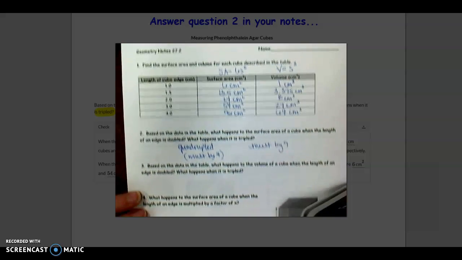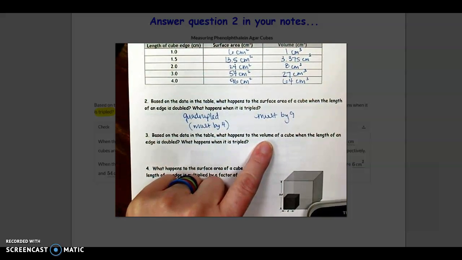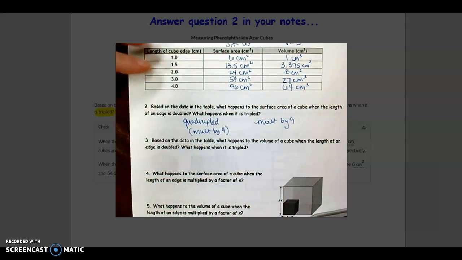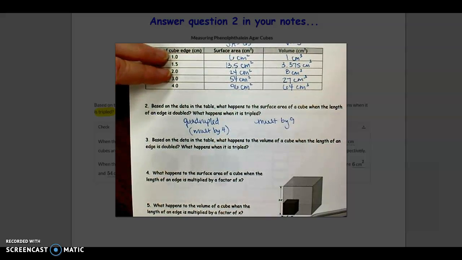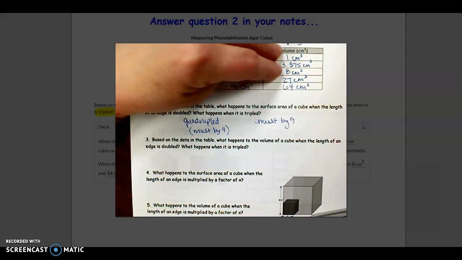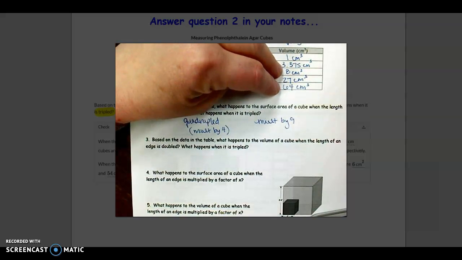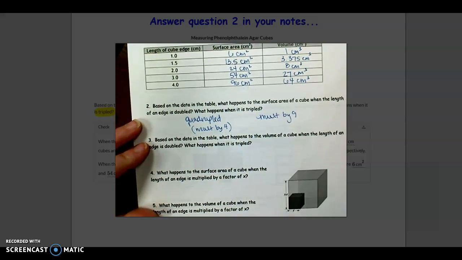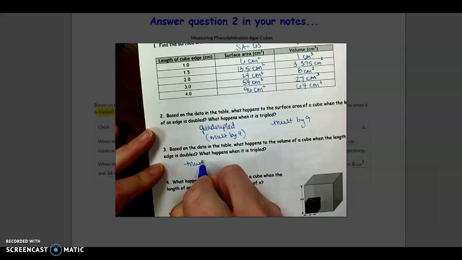Okay, so now let's look at the volume. So what happens to the volume of a cube when the length is doubled? So again, we're comparing the 1 to the 2 or the 2 to the 4. It wouldn't matter, right? So 1 to 2, we're looking at volume. It went from 1 to 8. So it was multiplied by what? 8, right? You can see that here. 2 to 4, 8 to 64, multiplied by 8. So when the side length is doubled, the volume is multiplied by 8.